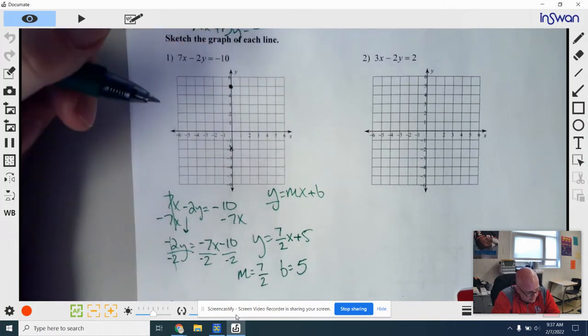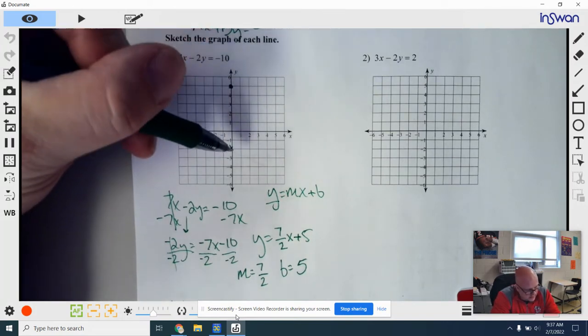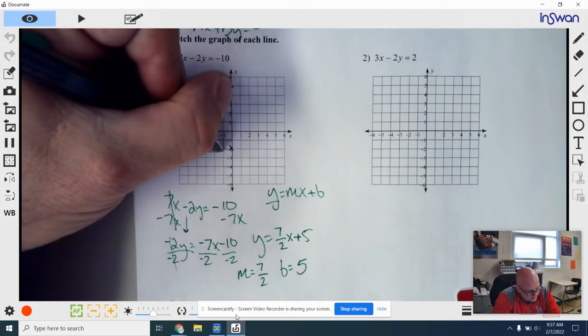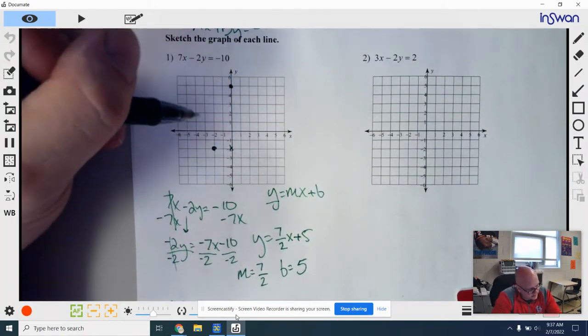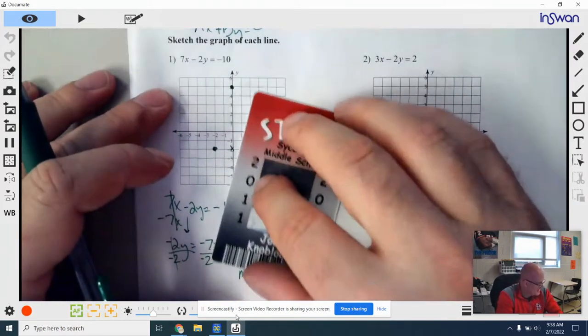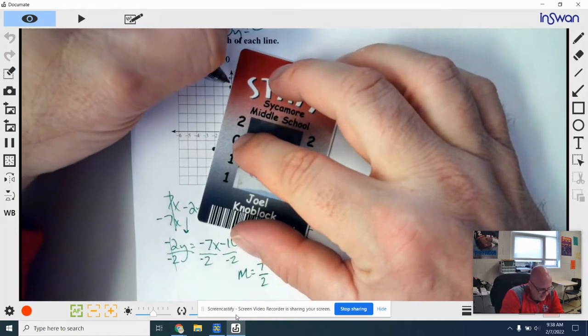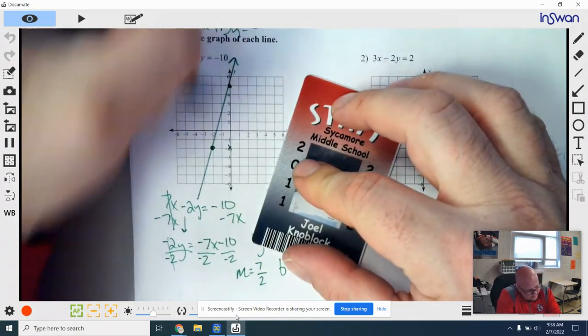So kind of holding the spot right there. And I would have ran to the right 2. So the opposite of that would be moving to the left 2. Okay, and we try to fit 3 points on there, but we can't always get 3 points on there. Sometimes we can only get the 2 on there. Okay, so then we're going to go ahead and connect those 2 points. And there is that line.